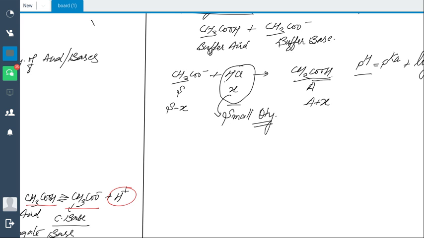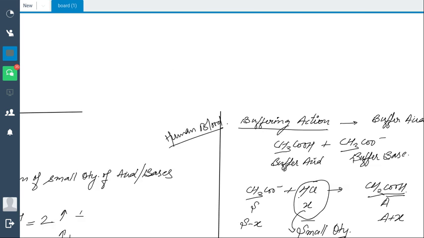Like the example is the human blood, which is having a pH of 7 to 7.3. Understood? So if you add a huge amount of HCl into it, the person will die. The human will no longer exist in that case, right?